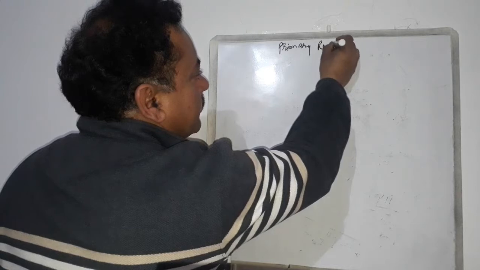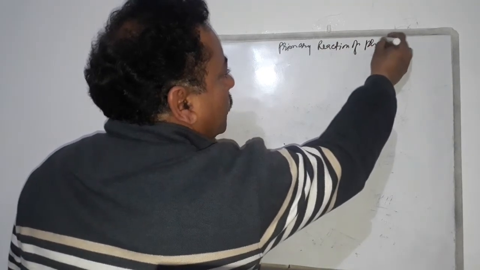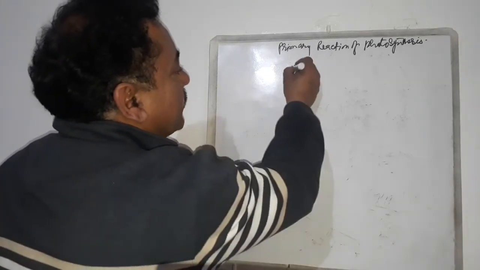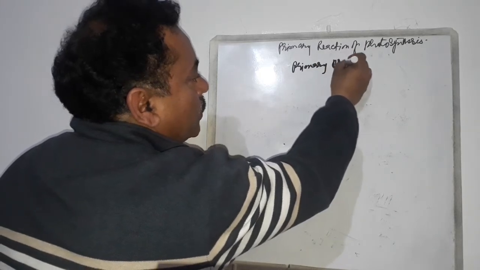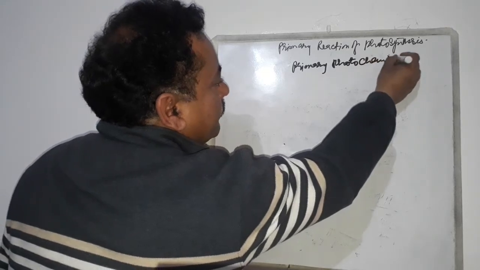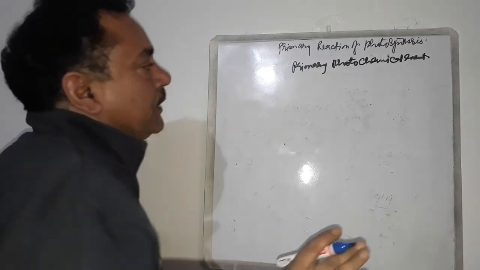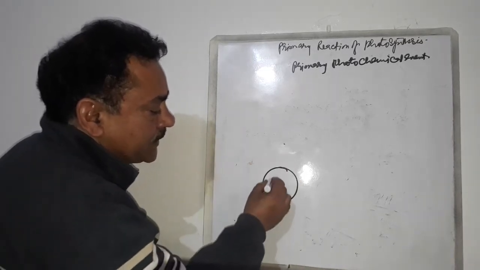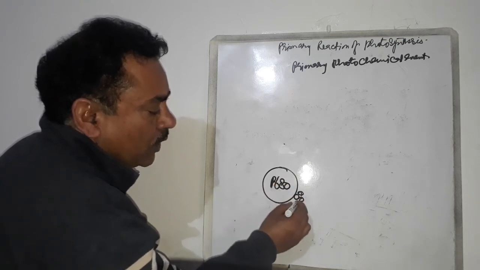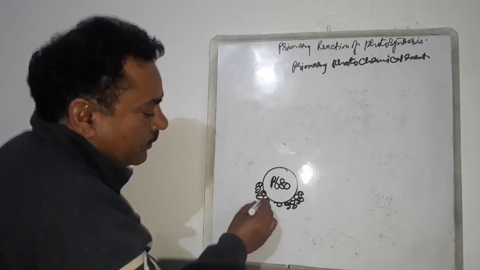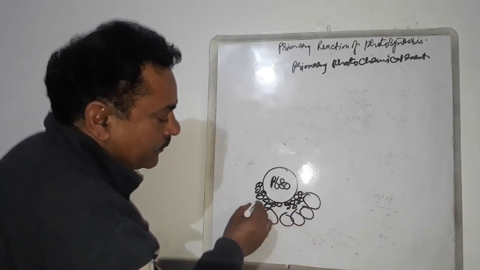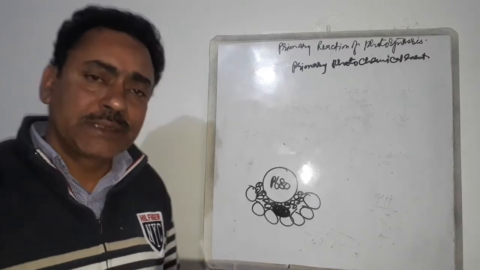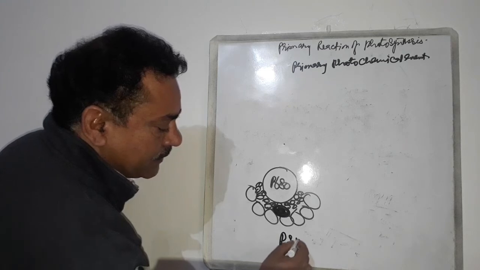Primary reaction of photosynthesis, or you can also call it the primary photochemical event. For that purpose, we will consider pigment system second. And you know that pigment system second has a reaction center P680. Then there are core molecules. Then antenna molecules are there. And a protein called metallic protein or manganese protein is here, which is responsible for photolysis of water. So this is pigment system second.